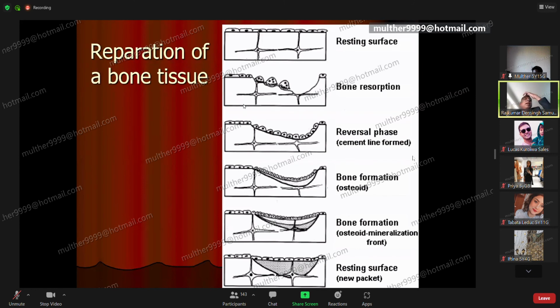Here the schematic picture talks about how we see repair of the bone tissue. This is the resting surface of the bone. That means everything is fine, there are osteocytes. Once the osteocytes die, osteoclasts will come and cause resorption until viable bone. Then the osteoclast disappears, and osteoblasts once again enter here and cause mineralization on the resting surface. So periodically we have mineralization and demineralization. So we replace the dead bone with living bone.